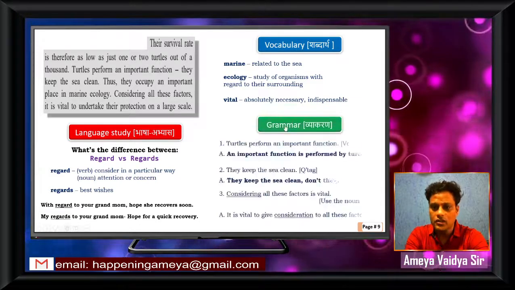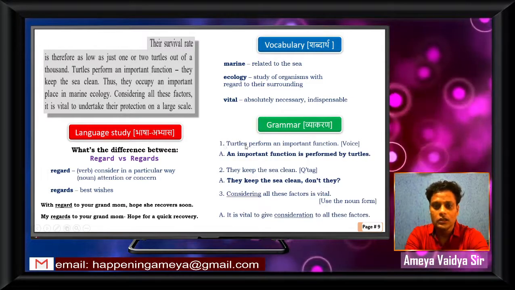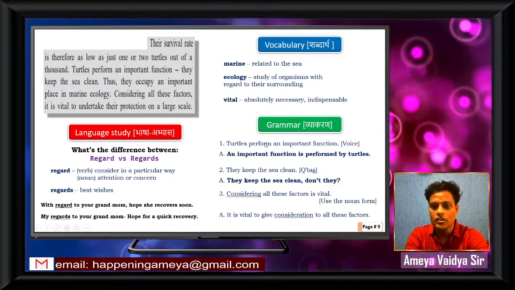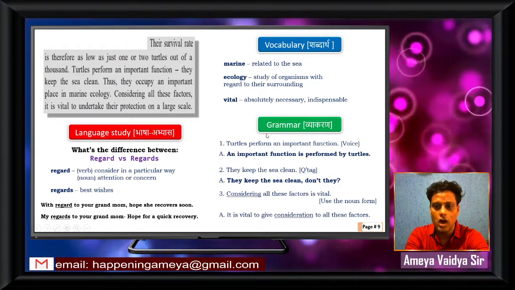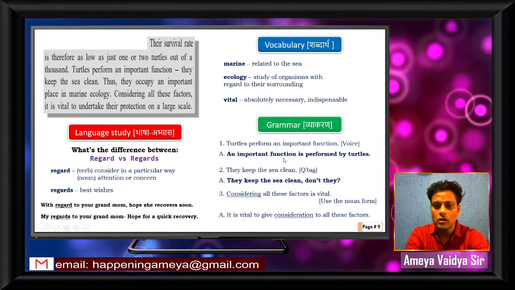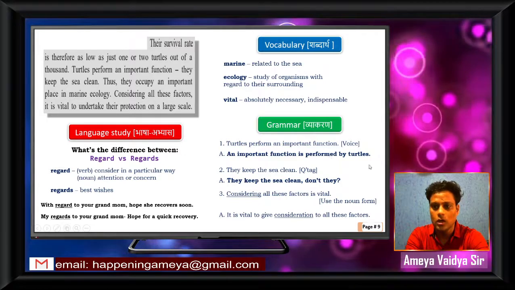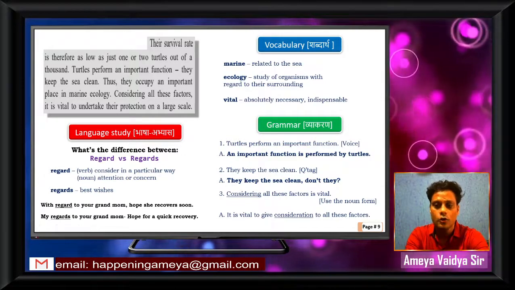As far as grammar is concerned, three questions. Turtles perform an important function. Change the voice. So what's the action here? Perform. You start after the action. An important function is performed by whom? By turtles. So the doer comes at the end. So this is active to passive voice.